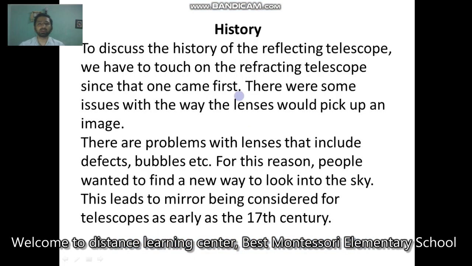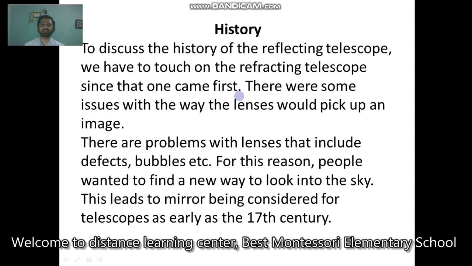Let's move to the history. The history of the telescope: refracting telescopes came into existence first, but refracting telescopes use a lens, because lenses follow the refraction of light. But there were problems with lenses. Those common problems were defects in the lens and bubbles in the lens, which meant the image wouldn't be clear. Furthermore, lenses are expensive, and people were looking for solutions to those problems so that they could look into the sky.